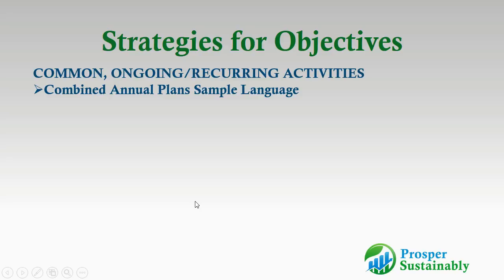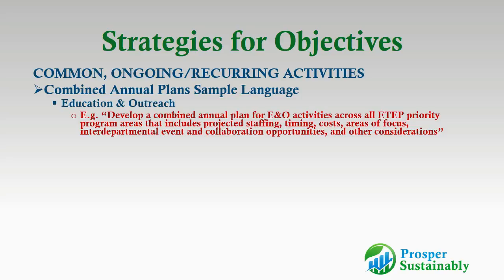I mentioned the combined annual plans, and here's some sample language for developing your combined annual plan. For education outreach, you may have the objective to develop a combined annual plan for education outreach activities across all ETEP program areas that includes projected staffing, timing, costs, area of focus, interdepartmental events and collaboration opportunities, and other considerations. Notice this says across all ETEP priority program areas. So you're just listing this objective once, and you're listing it under the education outreach program area.